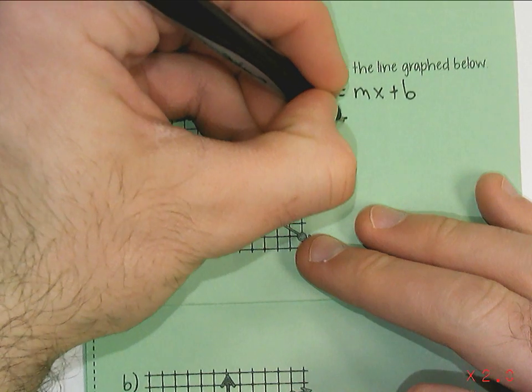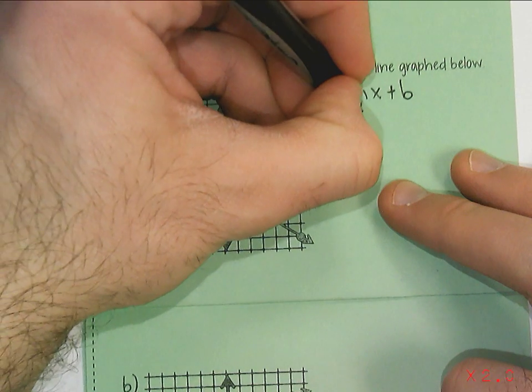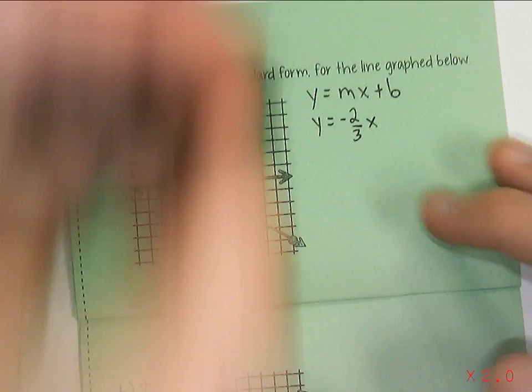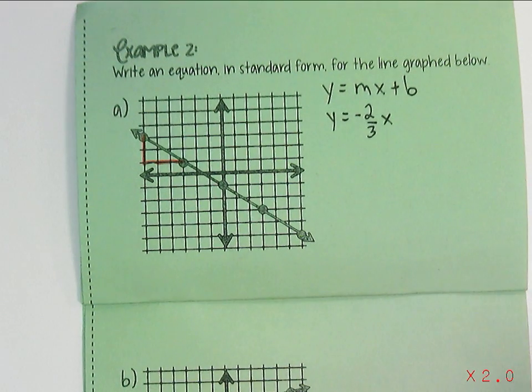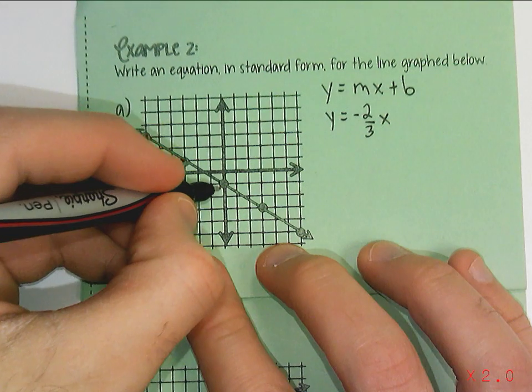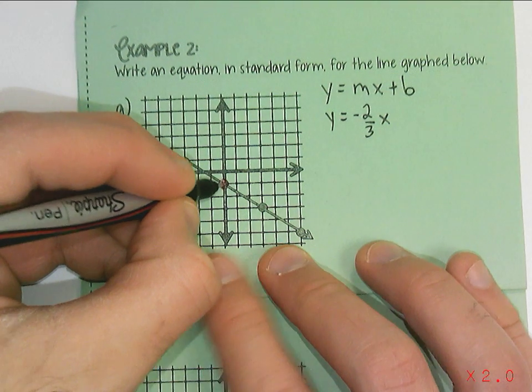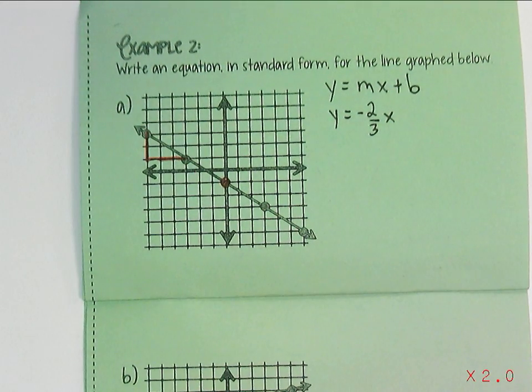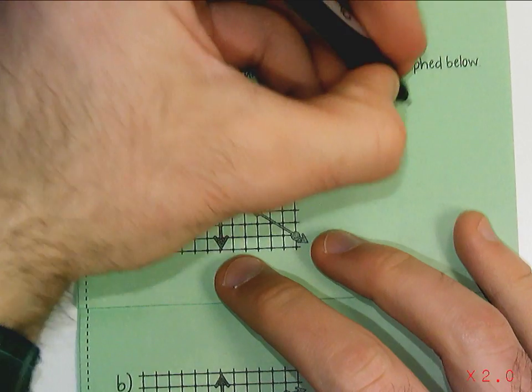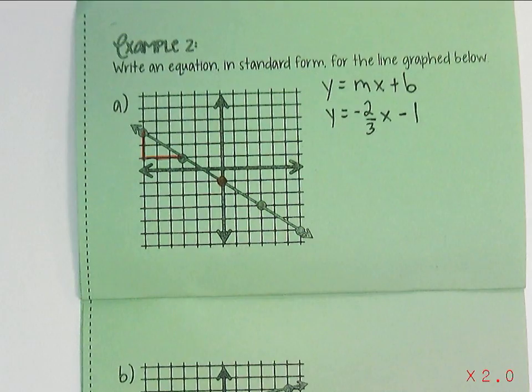So y equals negative 2/3 x, and then my y-intercept looks like it is here at -1, or 0, -1. So I'm just going to put a -1 after this then. Alright, that's half the battle.